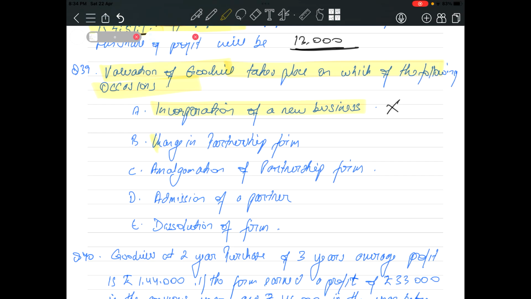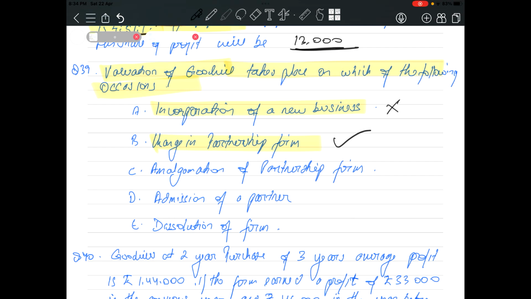Next option is change in partnership firm. Yes, when there is a change in the partnership firm, when there is admission of a partner, when there are any changes in the partnership firm, will we calculate goodwill? Yes, we will calculate goodwill. So I hope this option is correct.